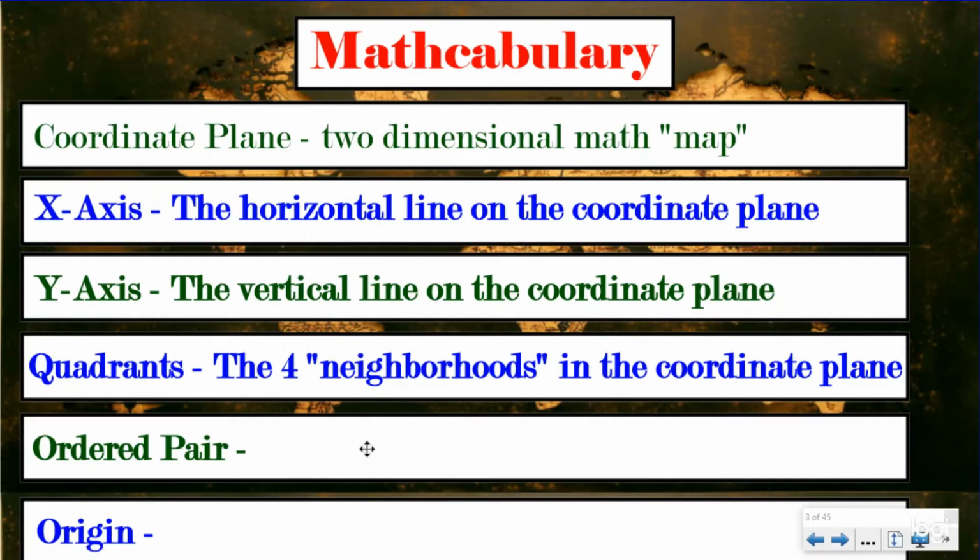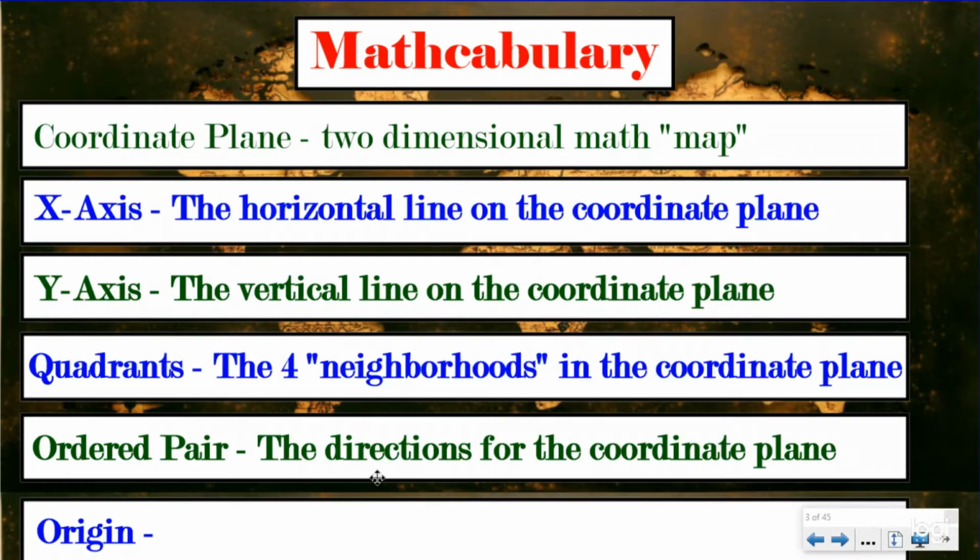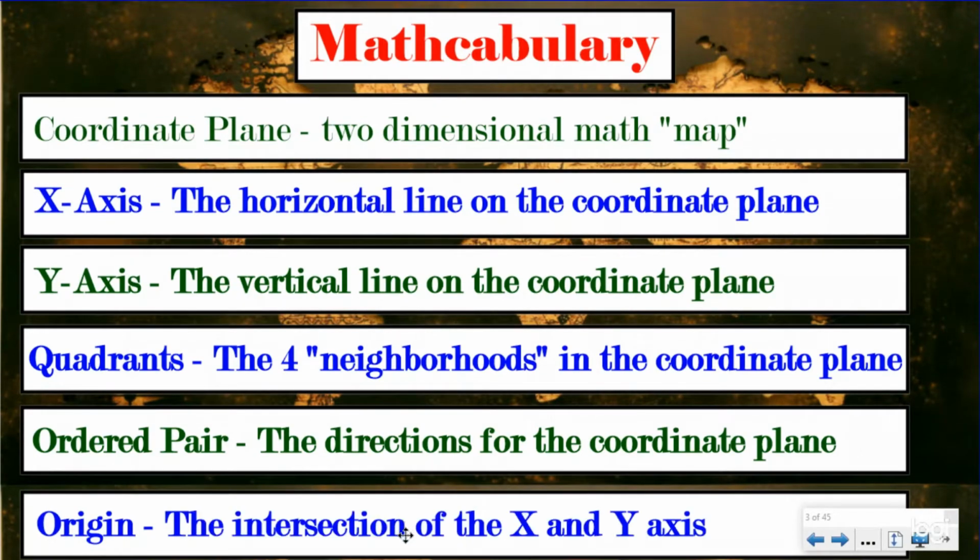And then ordered pair. The ordered pair is the directions for the coordinate plane. If you have a map, you're looking for directions, or you're looking to see which direction things are in. The ordered pair is what tells us where to go on our coordinate plane. And our last one is the origin. The origin is the intersection of the x and y axis. You're going to see two lines in a second, and where they cross, that is the beginning of our coordinate plane. That is where the two lines meet and form perpendicular lines.